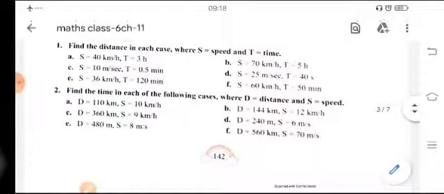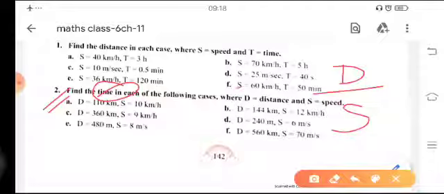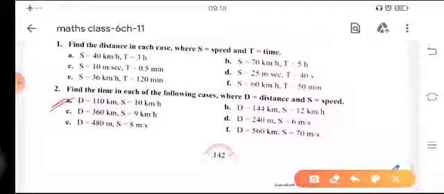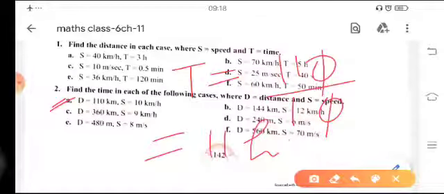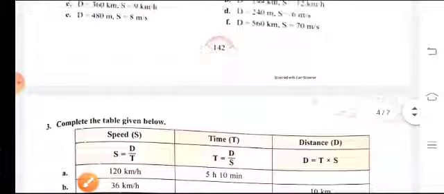Now there is another question, question number 2. In this question, we have to find the time by using the formula distance upon speed. Time equals distance upon speed, right? The distance is 110 km and the speed is 10 km per hour. So time will be 110 upon 10, 0 cancels 0, 11 hours. So that is very simple to use, students. Easily you can apply the formula and solve the questions.